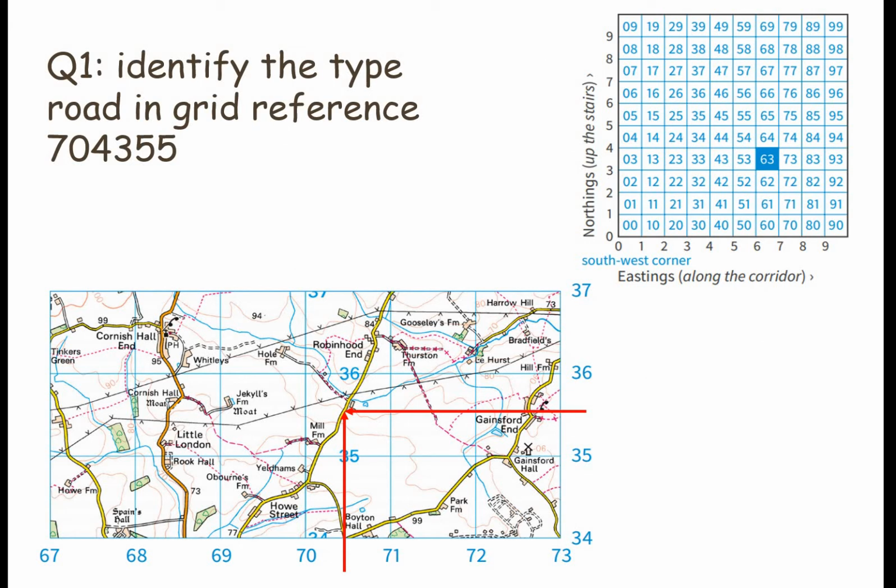So let's go on to a map reference. This is a question, all of these questions are from exam papers. So here's one. Identify a type of road in grid reference 704355. So this is obviously a 6 grid reference. We want 70 along the eastings, and that's along the bottom, and then we want 35 along the northings. So 70 and 35.